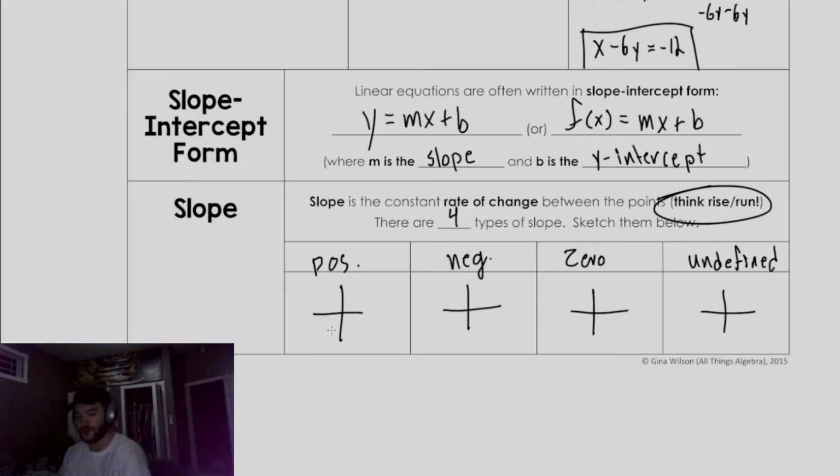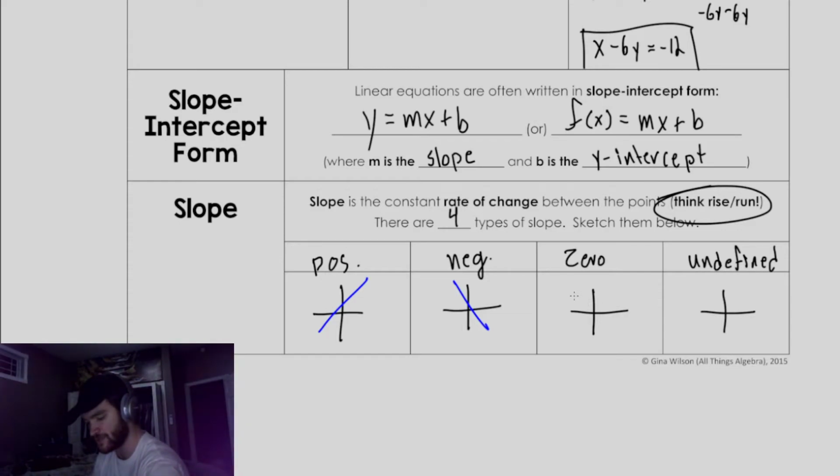A positive slope looks like this, right? Rise over run, we go up one, over one, up one, to the right one, so positive slope. Negative slope looks like this. It's going downwards. So you go down one to the right, down one to the right. Or in this sense, you could also be going up but to the left. So a negative slope.